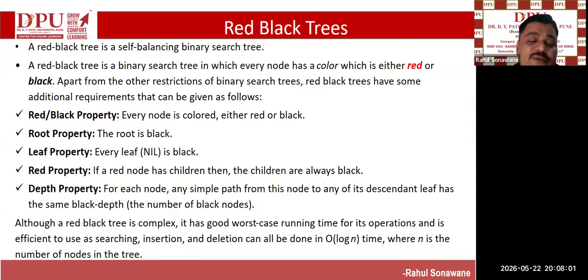Now the next and last very important property is called the depth property. For each node, any simple path from this node to any one of its descendant leaves has the same black depth. That is, from a given node, if you move towards the left and reach any leaf node, then the total number of black nodes encountered on the left side should be equal to the total number of black nodes on the right side. That's why the leaf property is important.